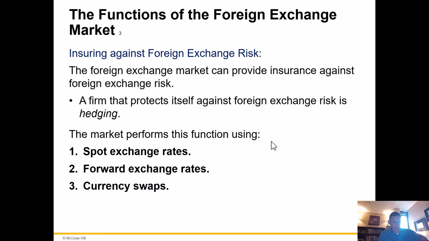What about insuring against foreign exchange risk? The foreign exchange market can provide insurance against foreign exchange risk. A firm that protects itself against foreign exchange risk is considered to be hedging. The market performs this function using number 1, spot exchange rates, number 2, forward exchange rates, and number 3, currency swaps.